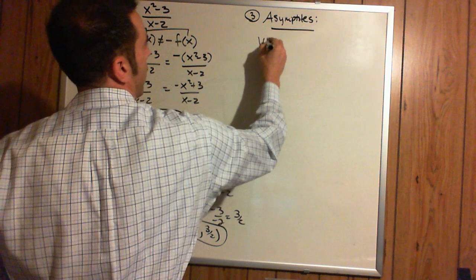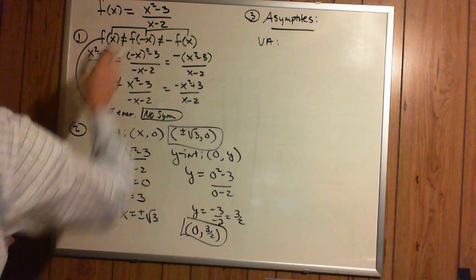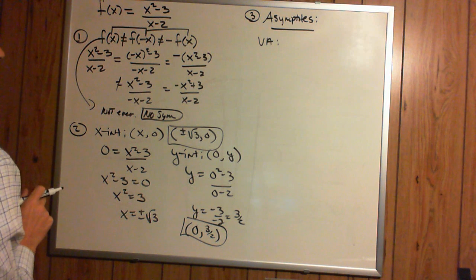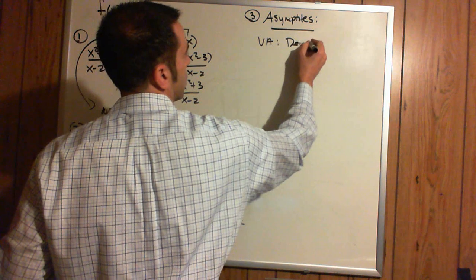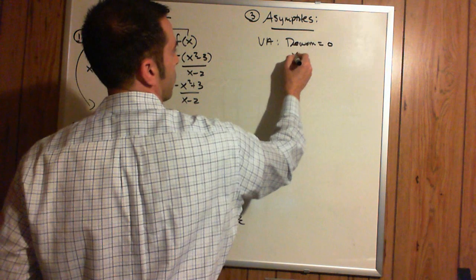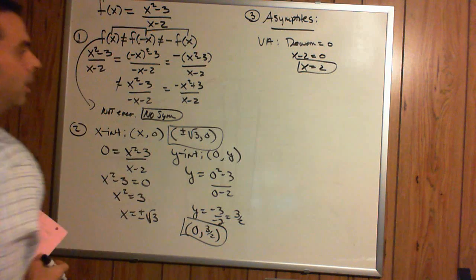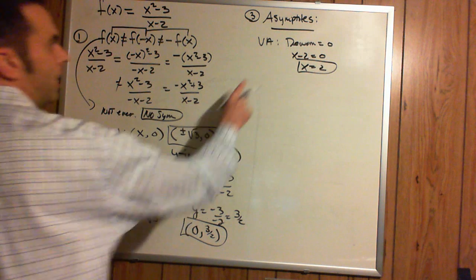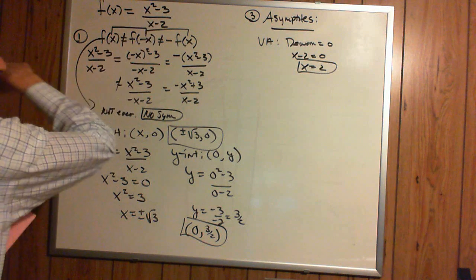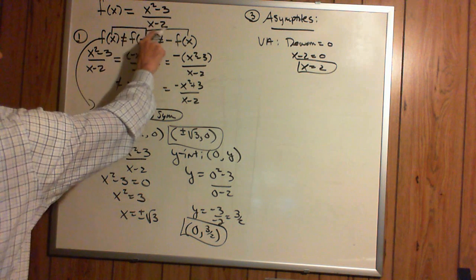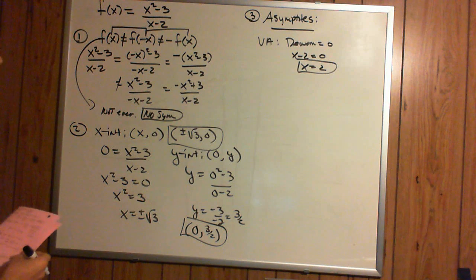Remember that for vertical asymptotes, we first have to try and simplify the fraction if we can. And here we can't. So we will set the denominator equal to 0. That is, x minus 2 equals 0 when x equals 2. So there's a vertical asymptote there. Again, remember, vertical asymptotes only occur if, after you simplify the fraction, anything left in the denominator equals 0. That's where there's a vertical asymptote.